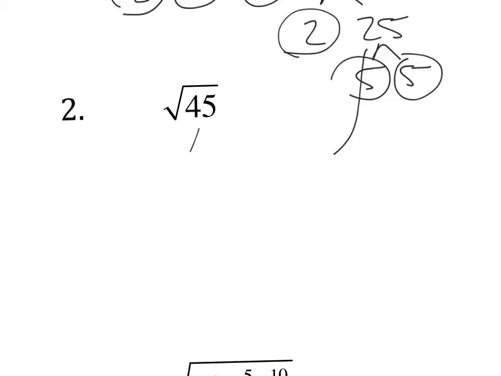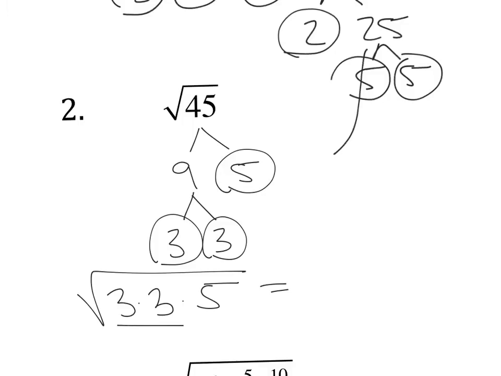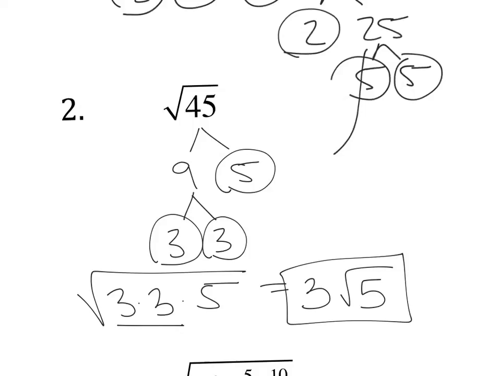We've got the square root of 45. We know 9 times 5 is 45. Break down the 9 because that's the only composite number of the two. So now you're left with 2 3s and a 5. We look for pairs. You write the number once on the outside. Whatever's left stays inside. Got your answer.